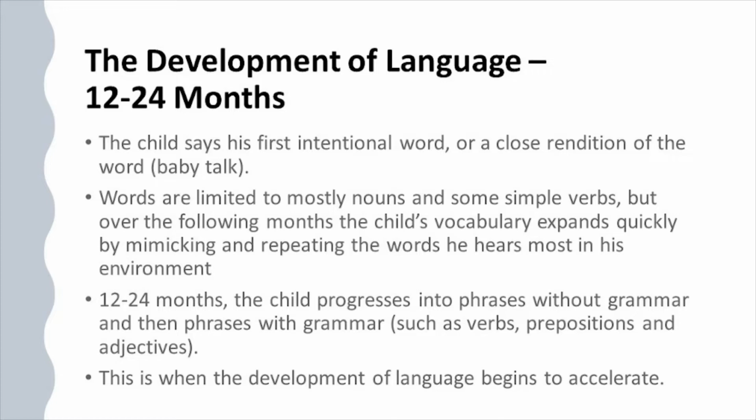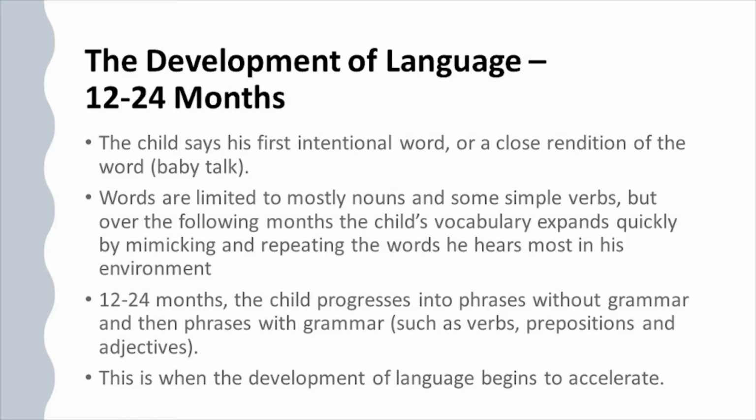And then in 12 to 24 months, the child progresses into phrases without grammar, right? This isn't about grammar at this point in time. They're very rough phrases, but then he progresses into phrases with grammar. So he's going to start using those verbs, prepositions, and adjectives pretty quickly. It's amazing how fast this happens, but don't expect it at first. At first, they're going to use just phrases without grammar. It's going to be incomplete. Then all of a sudden, you're going to wake up one day and they've got verbs and prepositions and adjectives, and it's amazing. The development really comes in these leaps and bounds.